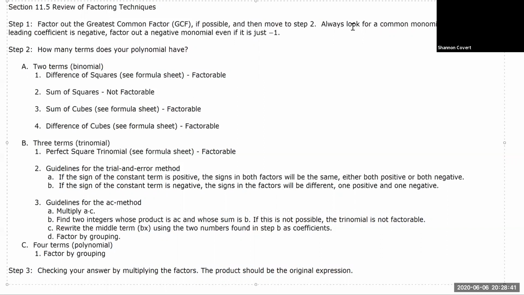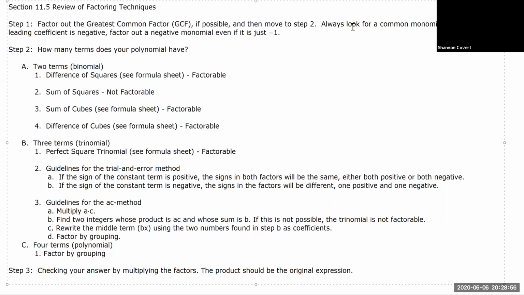Once you've determined what your two factors are, you're going to rewrite your trinomial as a polynomial with 4 terms. So you're going to replace that bx, that middle term, with 2 different terms.